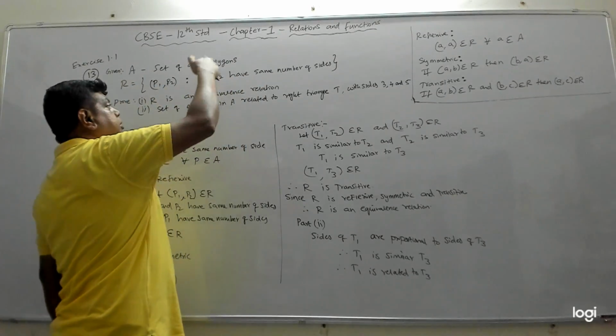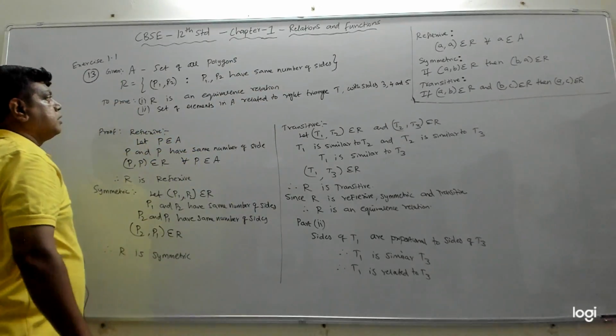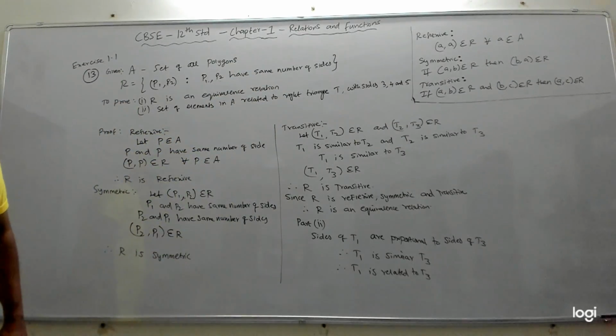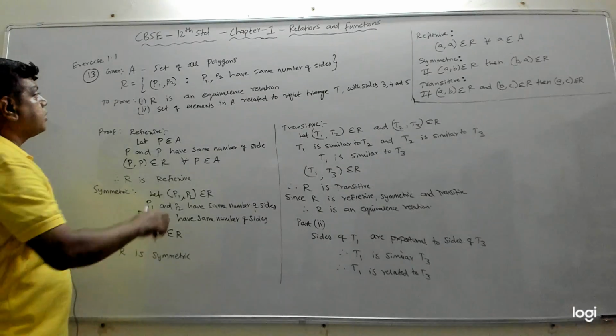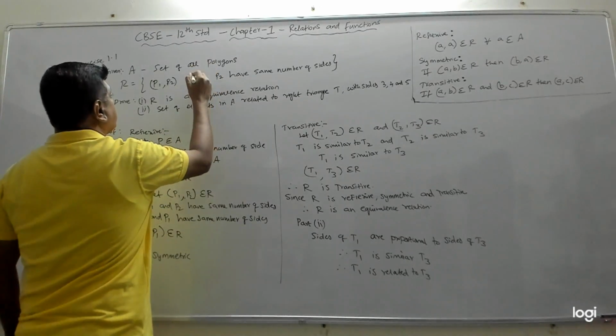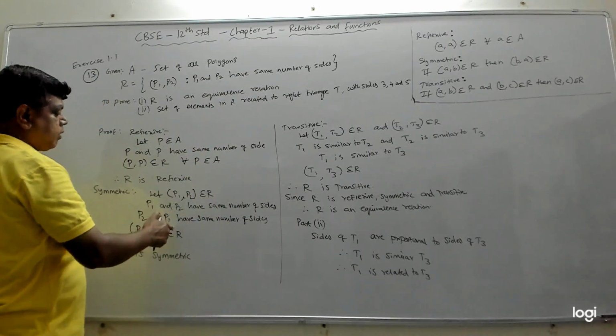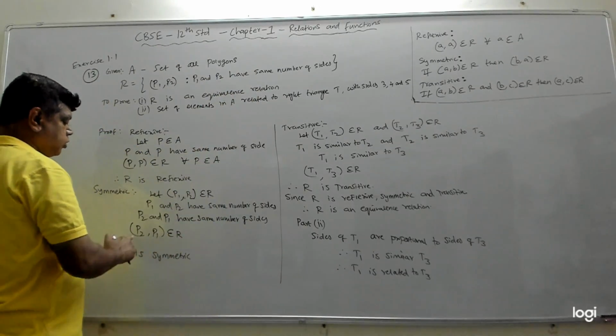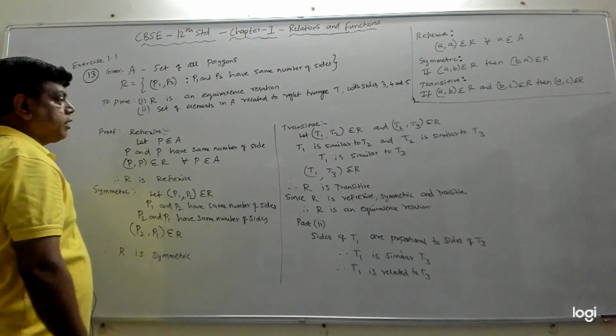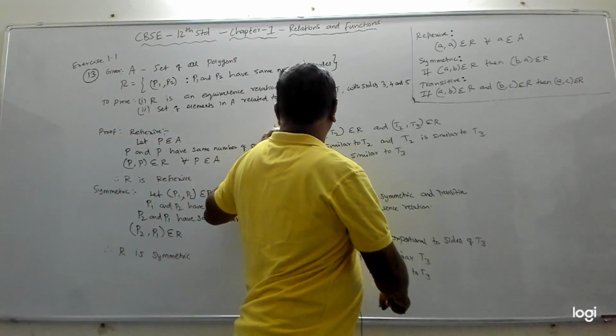If P2 and P1 have same number of sides, then P2 comma P1 belongs to R. Therefore R is symmetric. Now for transitivity.